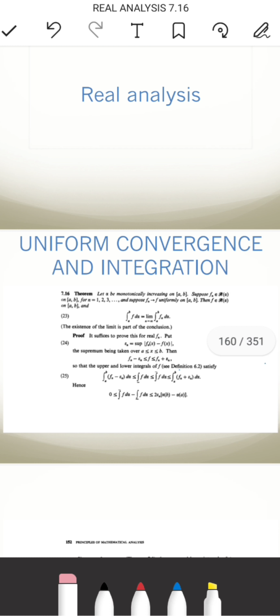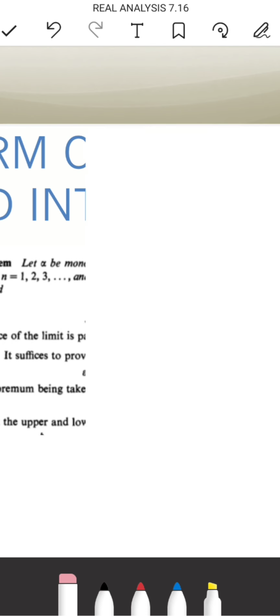Here alpha is monotonically increasing on [a, b]. We have to show that f belongs to R(alpha) and also that the integral from a to b of f d alpha equals the limit as n tends to infinity of the integral from a to b of f_n d alpha.